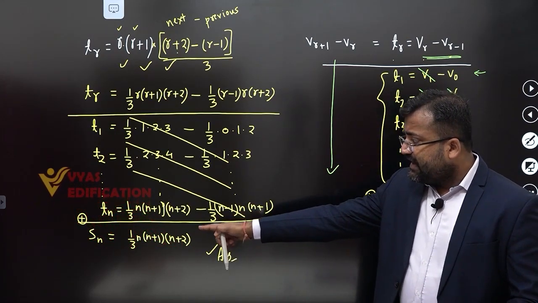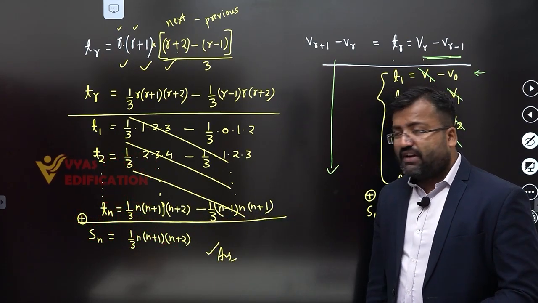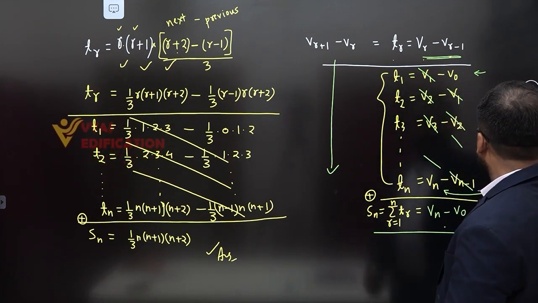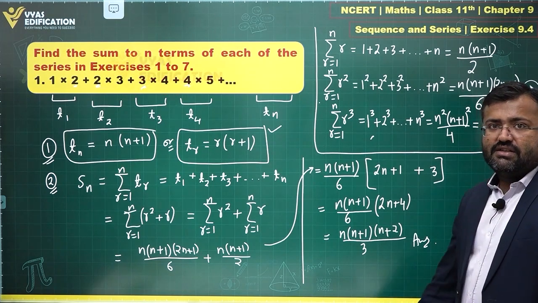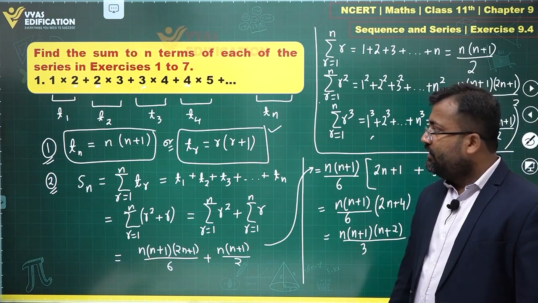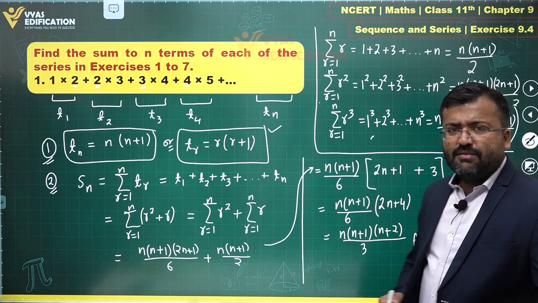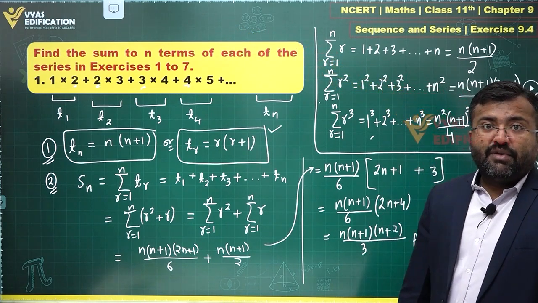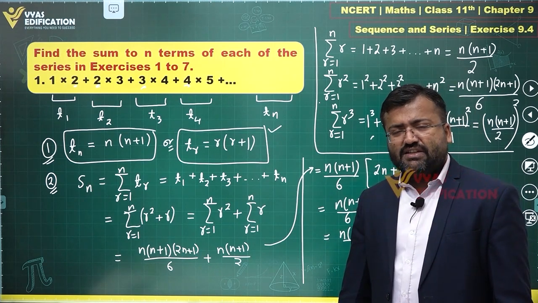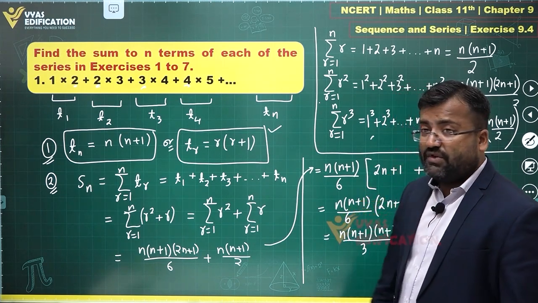Let's verify the answer, 1 by 3 times n plus 1 times n plus 2. Was that the same answer that we obtained over there? Yes, 1 by 3 n plus 1 n plus 2. It's the same answer, right? Okay. Is that simple? Yes, that's pretty simple. And can we apply this approach in similar questions further? Yes, we can apply it to similar questions further as well.